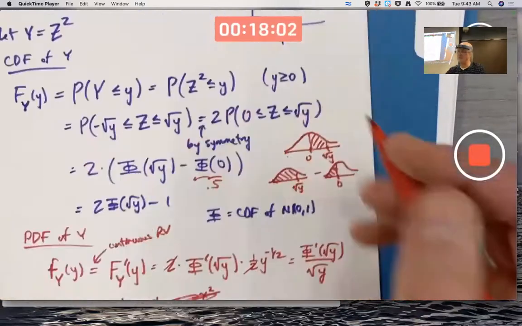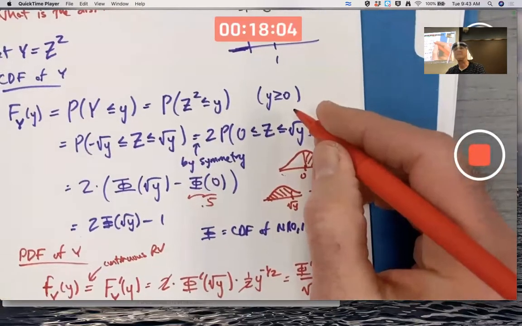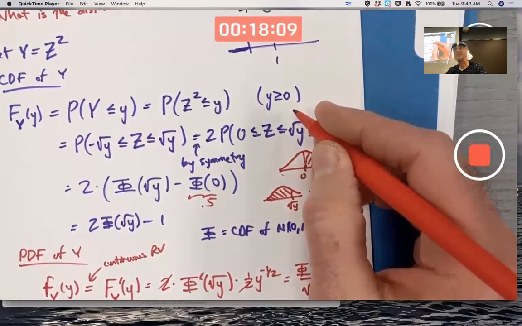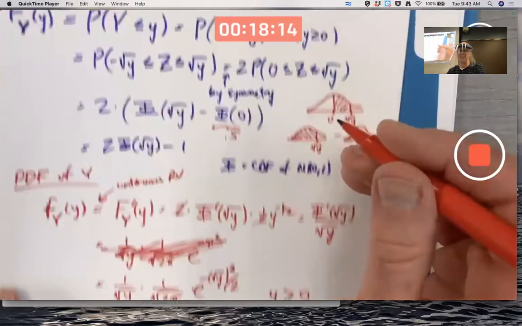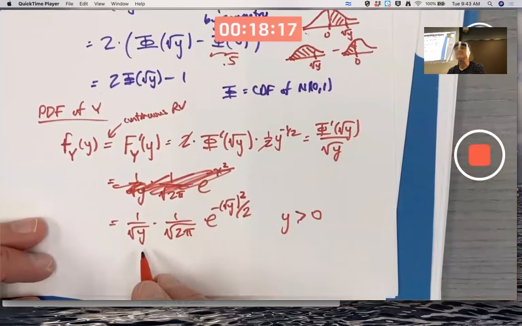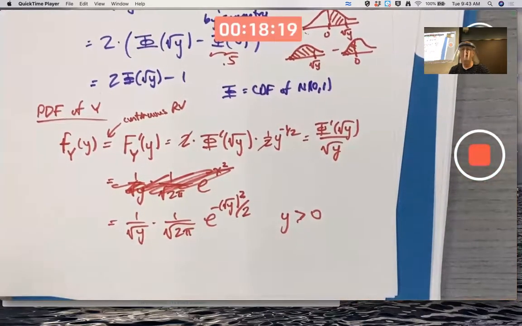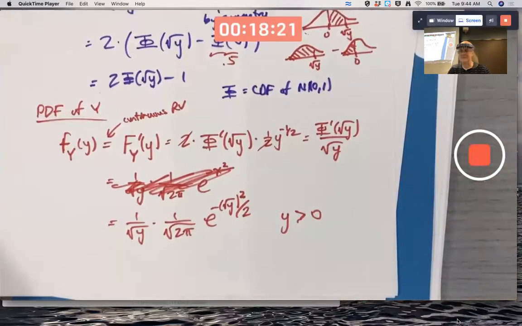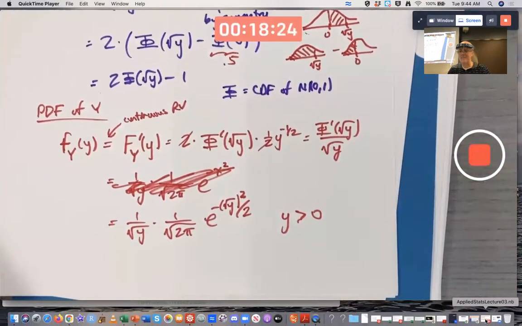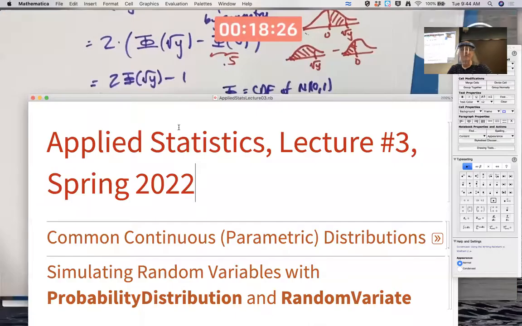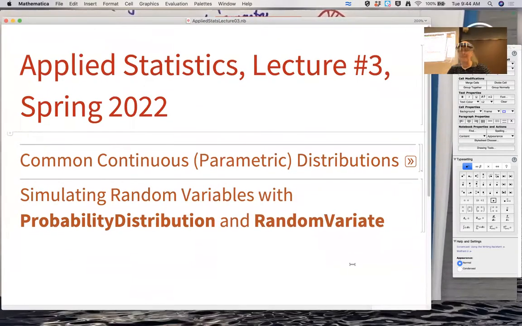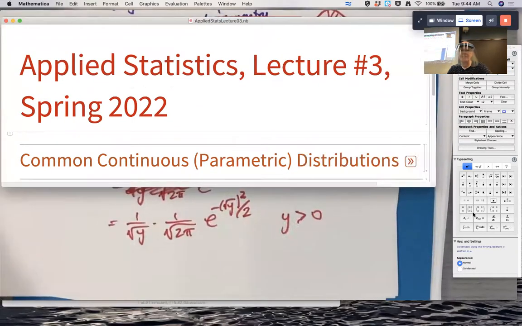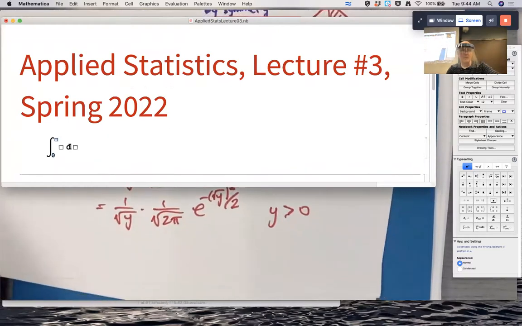Remember, initially I said y is greater than or equal to 0, though with continuous random variables, it doesn't matter whether you use strict inequalities or non-strict. Here it kind of made sense to say y could be 0, but with this formula, y can't be 0. Is it really a PDF? We should probably check it with Mathematica. It should integrate to 1, right? Zero to infinity.